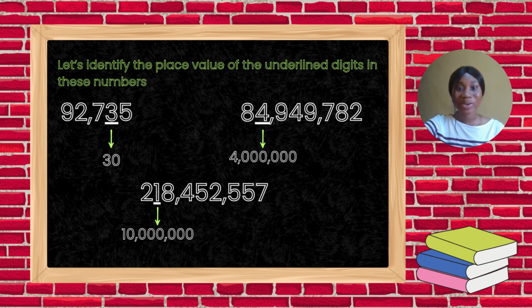84,949,782. And the underlying digit is 4. You can see that I have two digits 4, but they're talking about the one that is standing in the millions position. So by the time I start identifying the place value of these numbers from the back, I start from 2. 2 is in the ones place, 8 is in the tens place, 7 is in the hundreds place, 9 is in the thousands place, 4 is in the 10,000s place. So that 4 over there is 40,000.